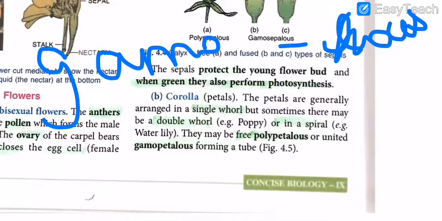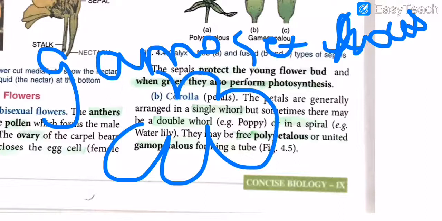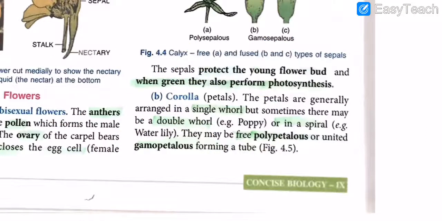So in the case of sepals, gamosepalous, and in the case of petals, gamopetalous, so the names differ. If it's petals, gamopetalous. If it's sepals, gamosepalous. So again, the petals may be free, open, or they can also be together, like there is no space at all. Right? It can also be like this. Okay.